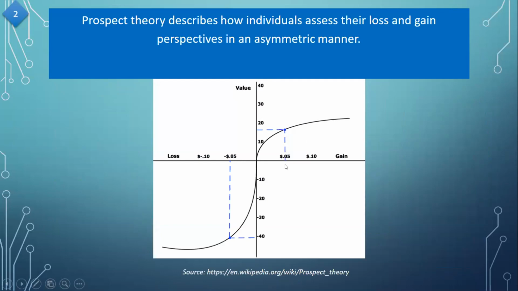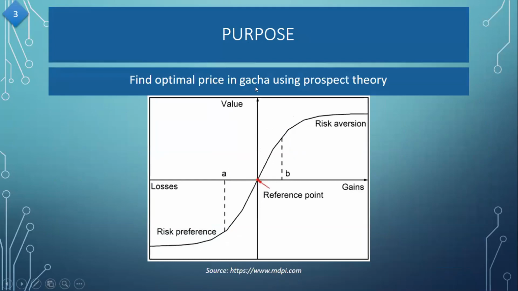As you can see in this graph, it's a simple X and Y graph. The X-axis is measuring the gain and loss you get, and the Y-axis is measuring the value. The purpose of this paper is to find the optimal price in gacha using prospect theory. What I mean by optimal price here is that, as you can see in the graph, the point from the reference point to B is what I call the optimal price area.